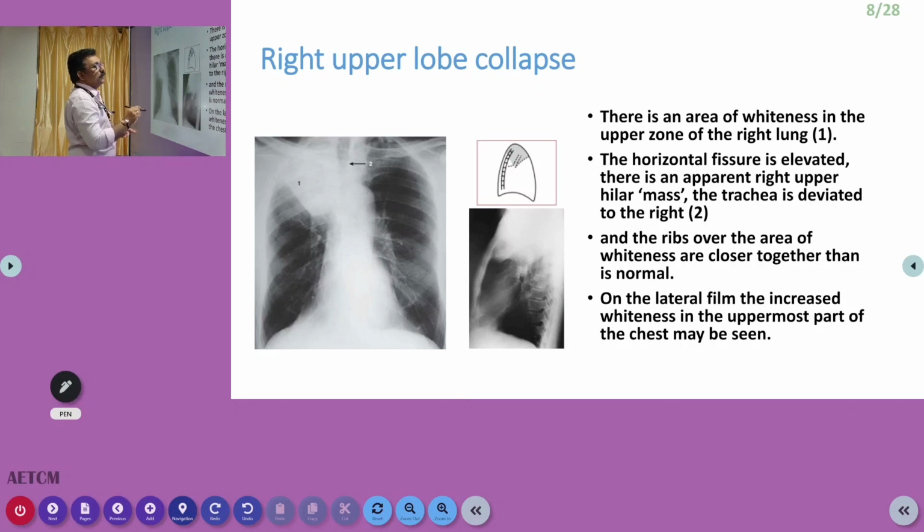And if you see the rib spaces, here the rib spaces are very narrow. The same side, opposite side, you can see they are very wide. That also indicates a loss of lung volume on the right side. So that indicates right upper lobe collapse or right upper zone collapse. Upper zone, what comes? Here it comes the upper lobe. Above the interlobar fissure, it is the upper lobe.